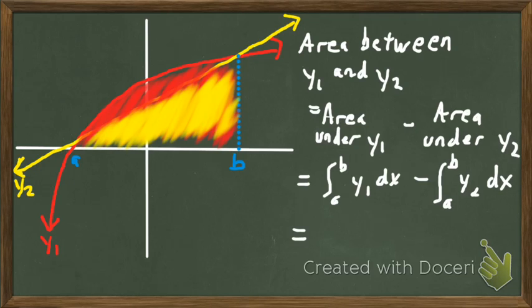Now if we use a property of definite integrals in reverse right here, whenever you have a sum or a difference of two integrals with the same limits of integration, they're both being integrated from a to b, we can just combine them into a single integral. Normally you'd do this the opposite way, but we're going to combine these two integrals into a single integral with the same limits of integration from a to b, and it would just be of the difference between those functions y1 and y2.